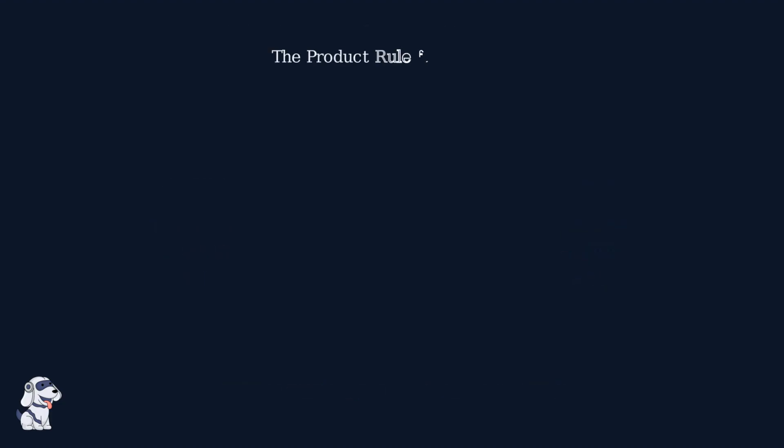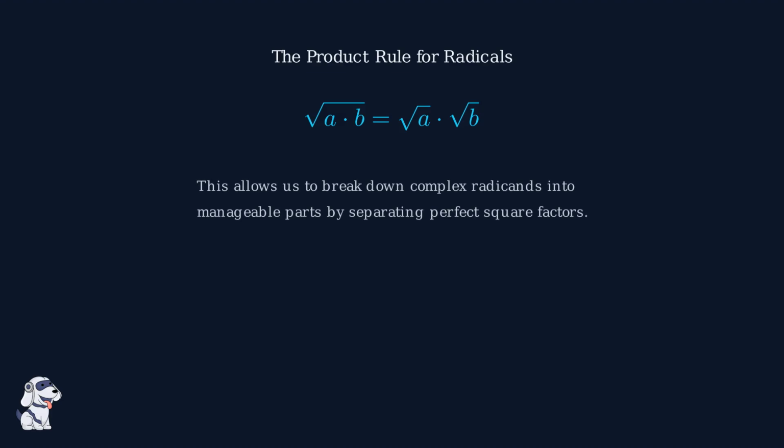The product rule for radicals states that the square root of a product is equal to the product of the square roots of each factor. Mathematically, the square root of a times b is equal to the square root of a multiplied by the square root of b. This rule is incredibly powerful because it allows us to break down complex, large numbers into smaller, more manageable factors. By isolating perfect square factors, we can simplify radical expressions that would otherwise be difficult to evaluate.